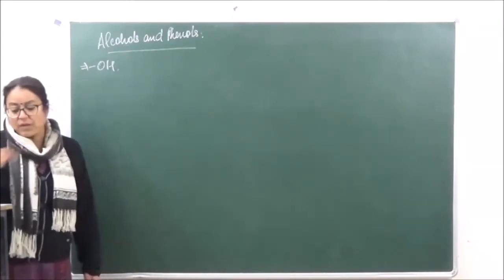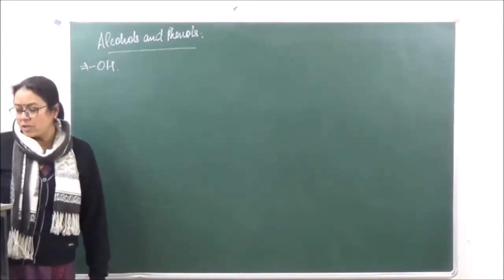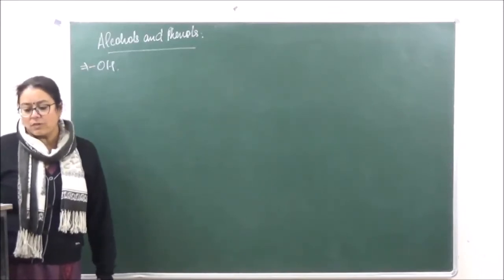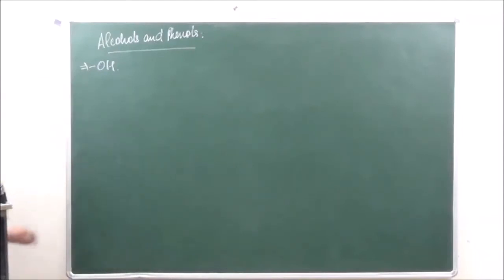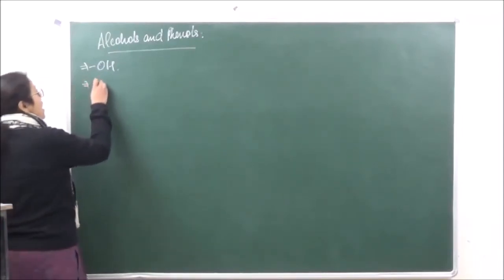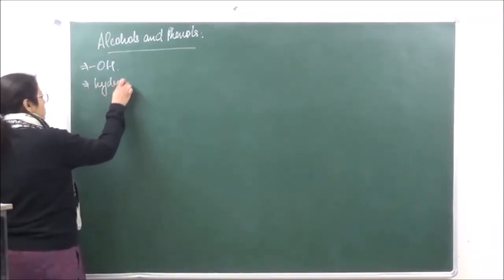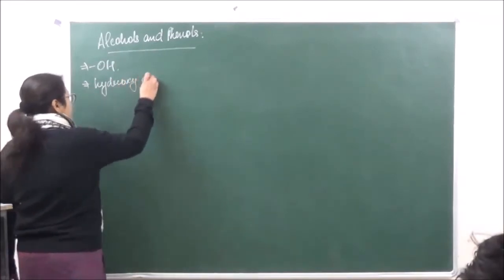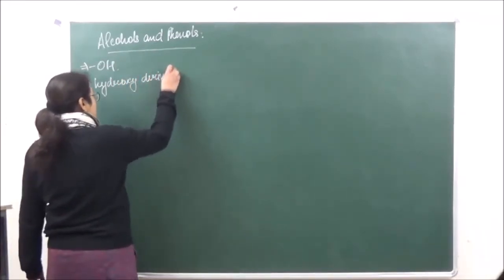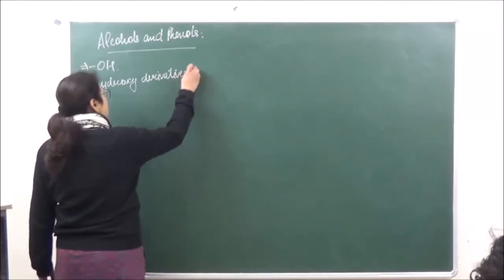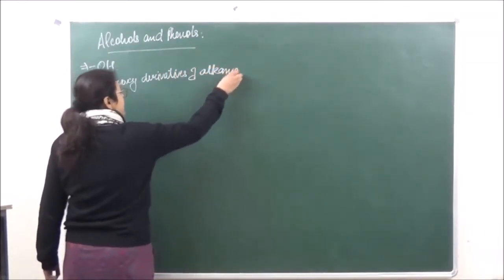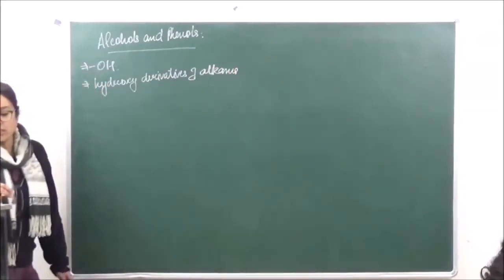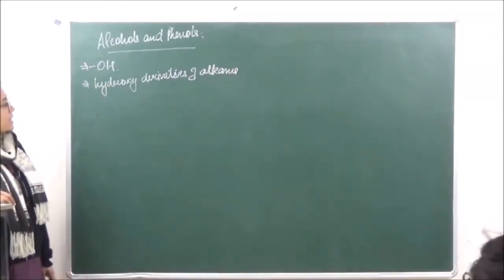So in this, we are going to study three different compounds: alcohols, phenols and ethers. Right? Basically, alcohols are known as the hydroxy derivatives of alkanes.